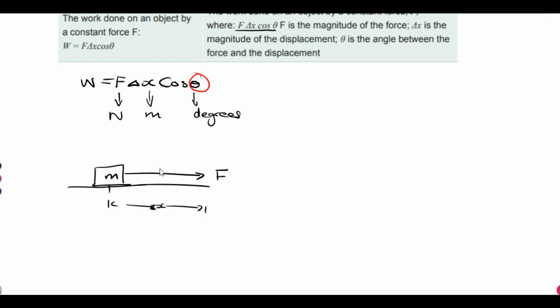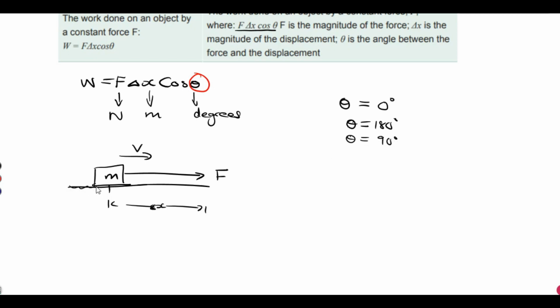Now, if we're given that this object is moving to the right, there are 3 options for our theta values. We have theta equals 0 degrees, theta equals 180 degrees, and theta equals 90 degrees.